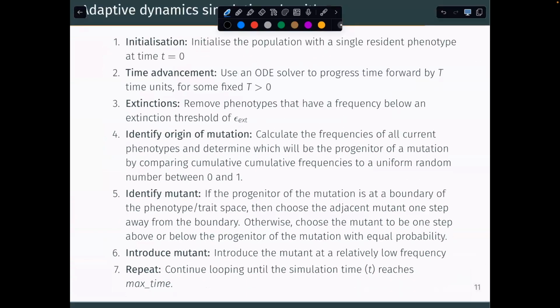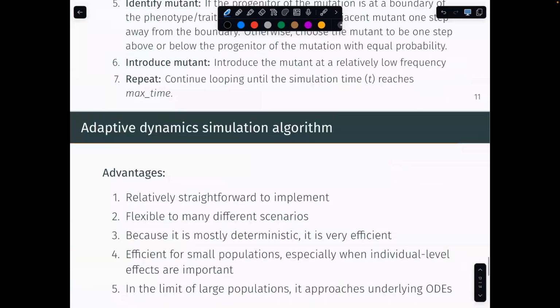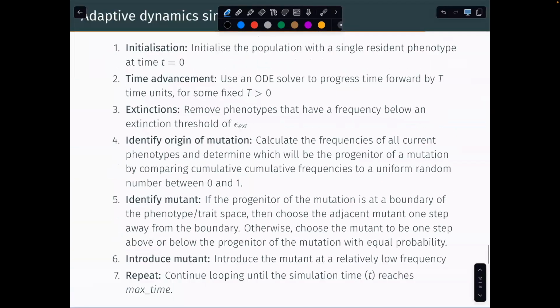So this is, let's see, we've only got a couple more slides, and then we can go on to practicing this, okay?